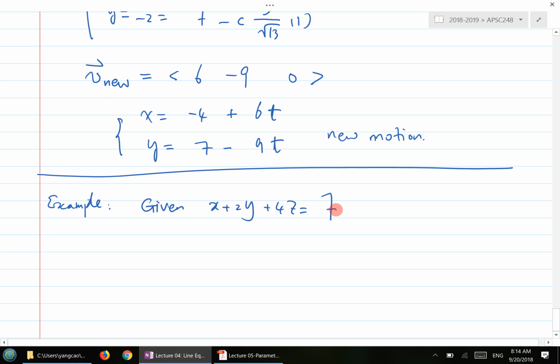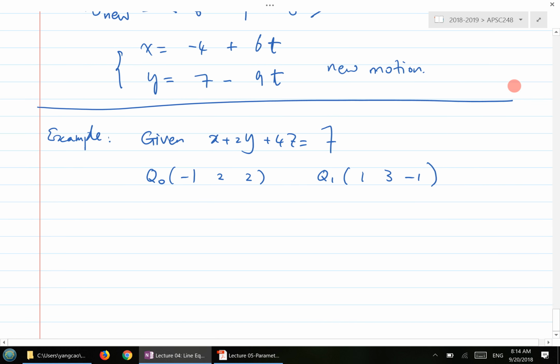So here is a plane equation given, and also given 2 points. One plane, 2 points. So here is the question. Okay, so this is the plane here. What is the relationship between the 2 points relative to the given plane?